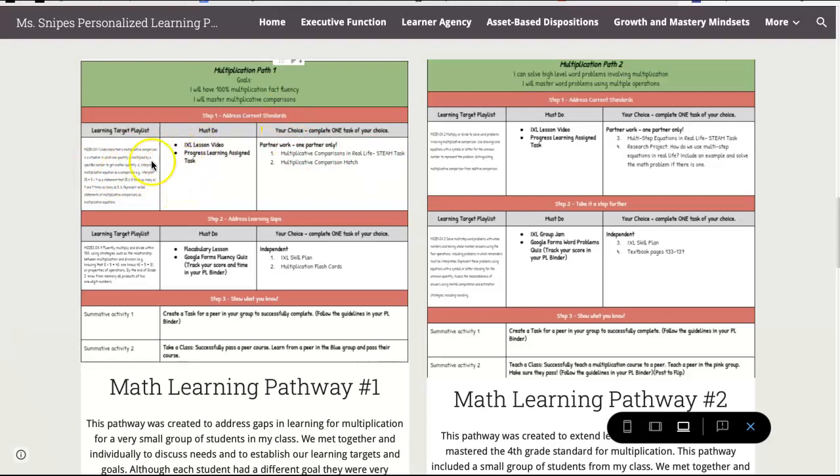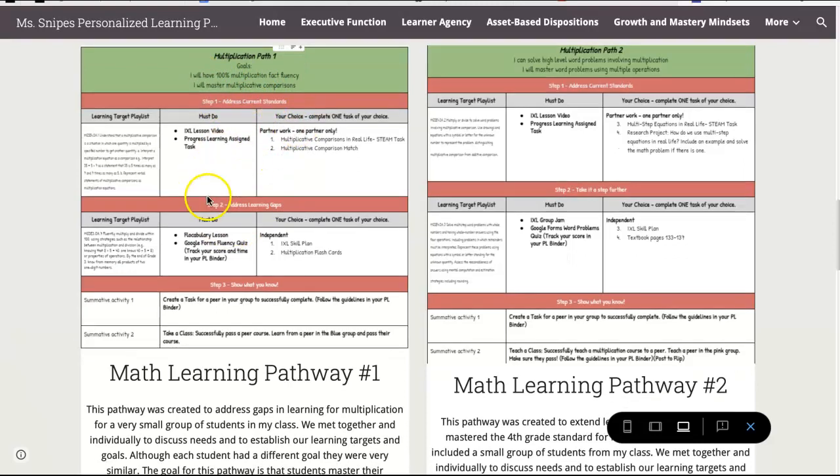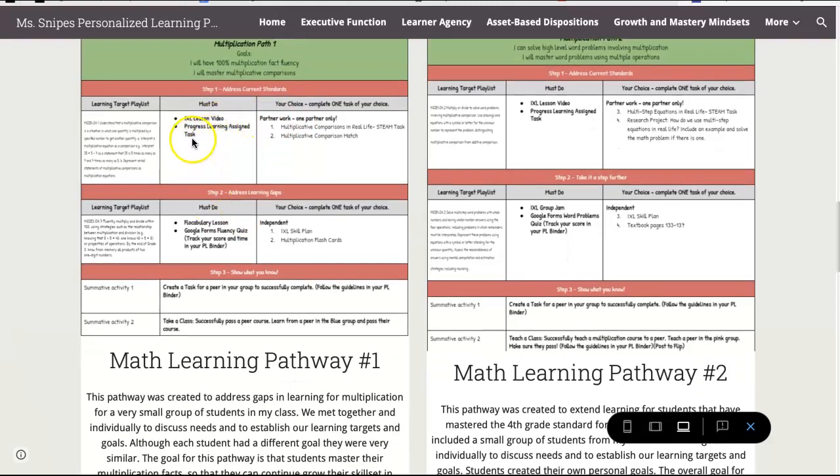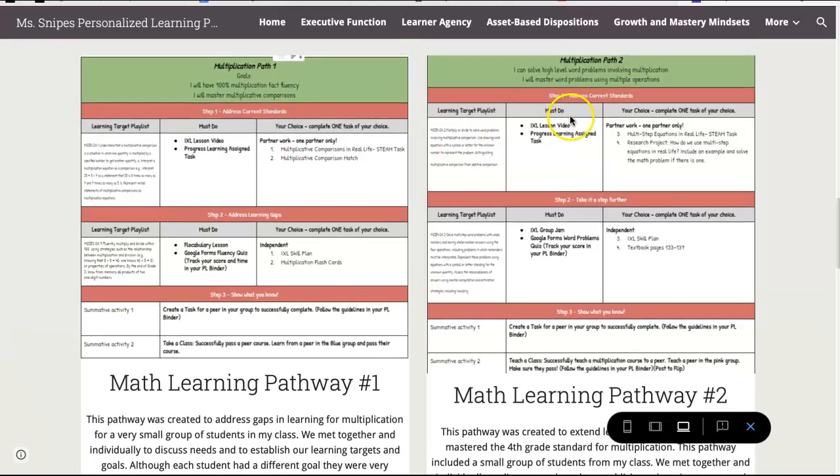For my student that is still struggling, their goal is to have 100% multiplication fact fluency and master multiplicative comparisons. They have an IXL lesson video. They have an assigned task that was created for them within Progress Learning. And then for my student who has already mastered it, they still have goals as well. They want to be able to solve high-level word problems, including multiplication, and also master word problems using multiple operations. They have an IXL video, and they have an assigned task from Progress Learning that was created for them as well.